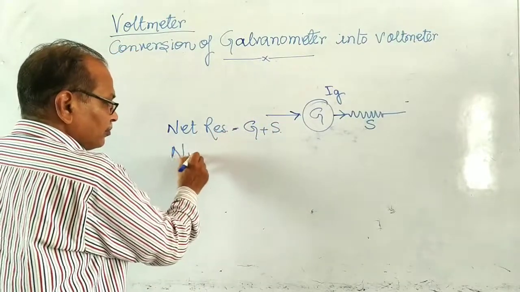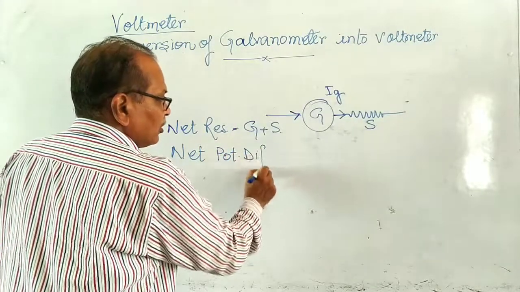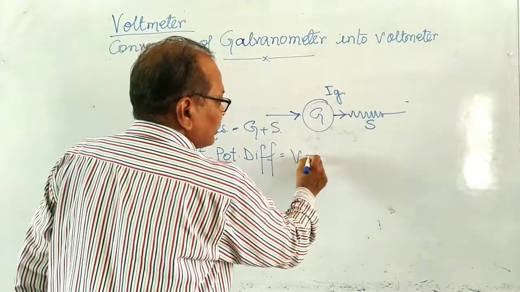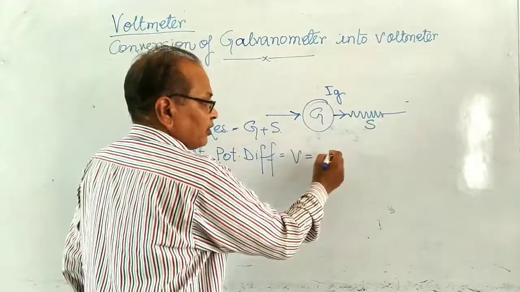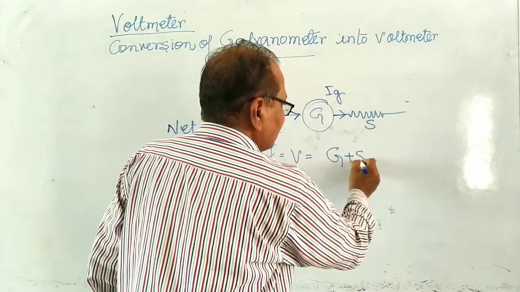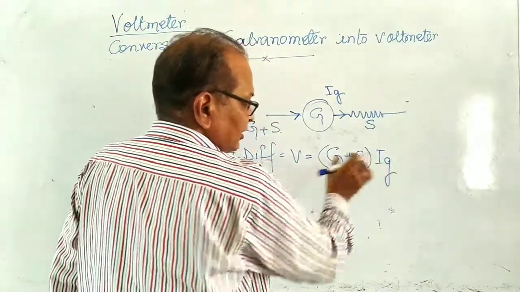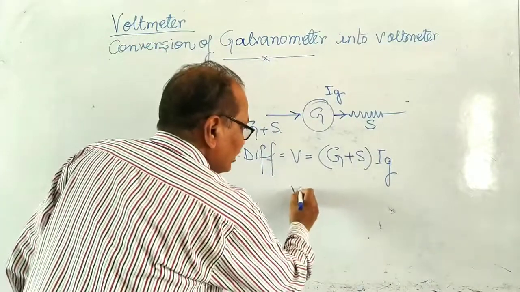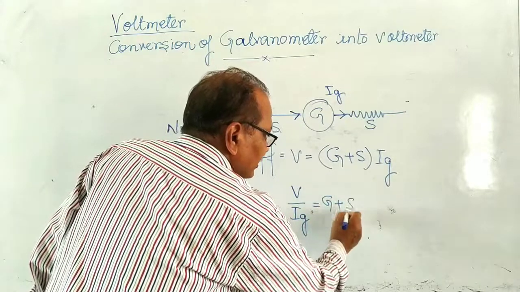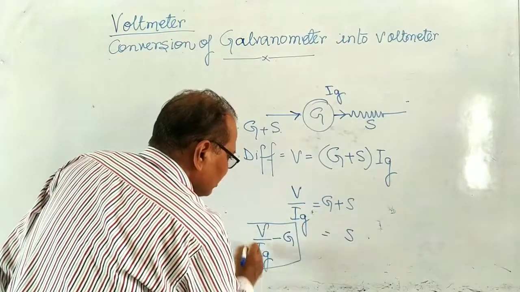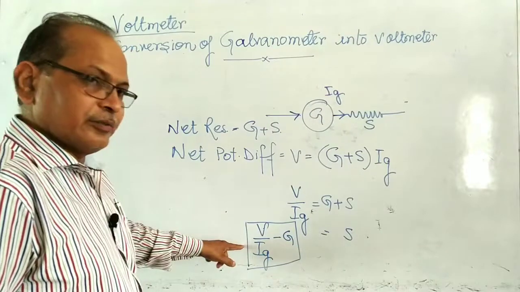Net potential difference will be how much? Potential difference V can be written as net resistance into current, that is G plus S into Ig. Or V upon Ig equals G plus S, and so S equals V upon Ig minus G. This is the value of the shunt resistance.